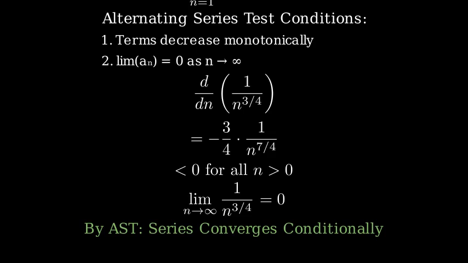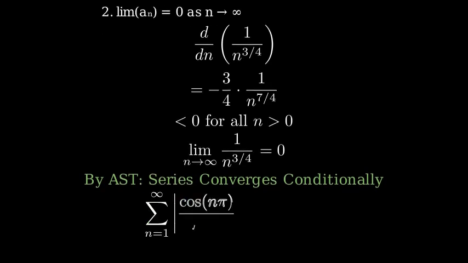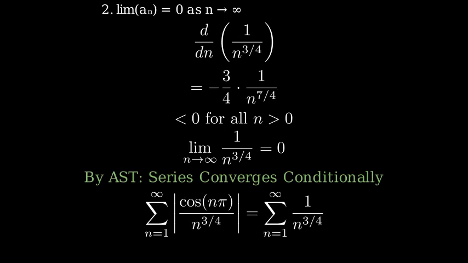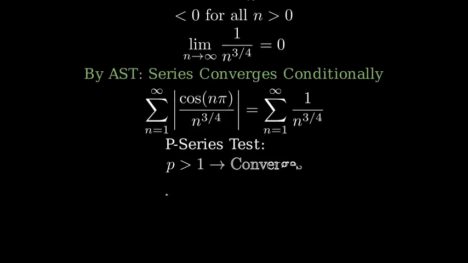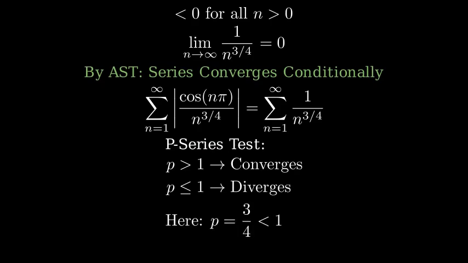Now let's check for absolute convergence. We need to test if the series of absolute values converges. That is, we test the convergence of the sum of 1 over n to the 3/4. We can use the p-series test. For a p-series, if p is greater than 1, the series converges. If p is less than or equal to 1, the series diverges. In our case, p equals 3/4, which is less than 1.